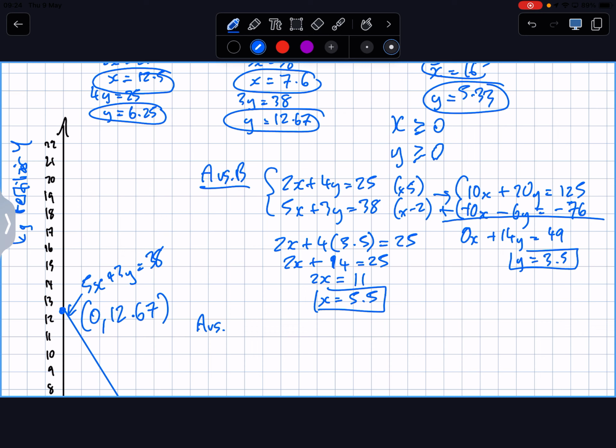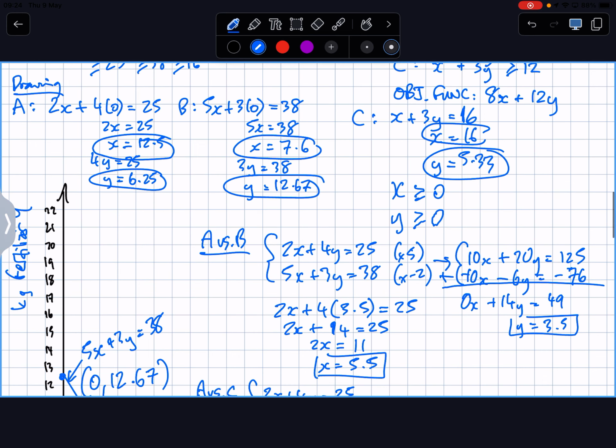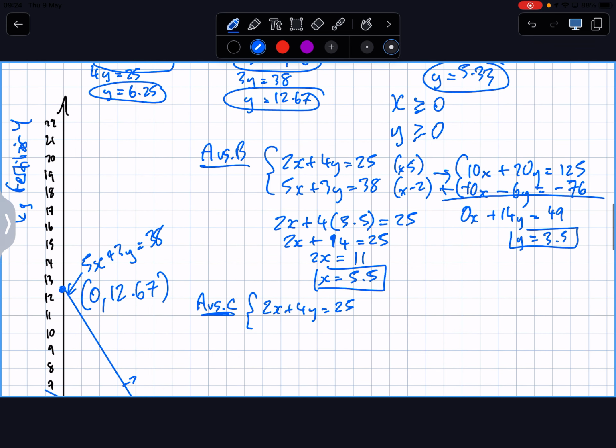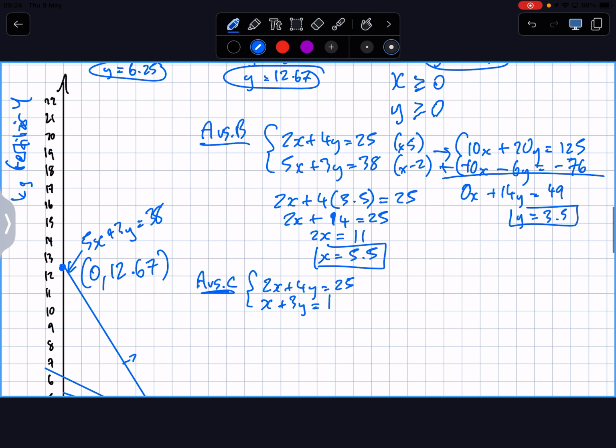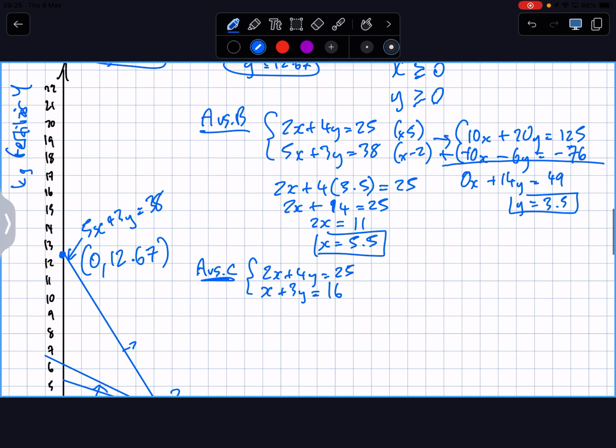So we had A was 2x plus 4y is equal to 25. What is C? C is x plus 3y equals 16. Are any of the coefficients already the same size, different sign? No, I have to do something. 2 is probably the best one.